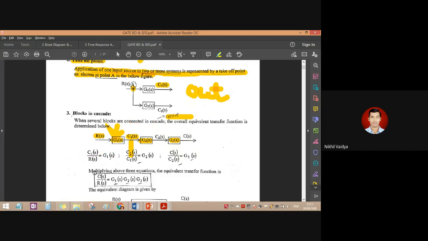So this is the reduction technique when blocks are in cascade. When blocks are in cascade, we can directly write the final output, that is C of S upon input. So C of S upon R of S is equal to G1 of S, G2 of S into G3 of S. What does it indicate? When three blocks are in cascade, to find the final transfer function of such a system, we can just multiply these three blocks and that will be its equivalent transfer function.